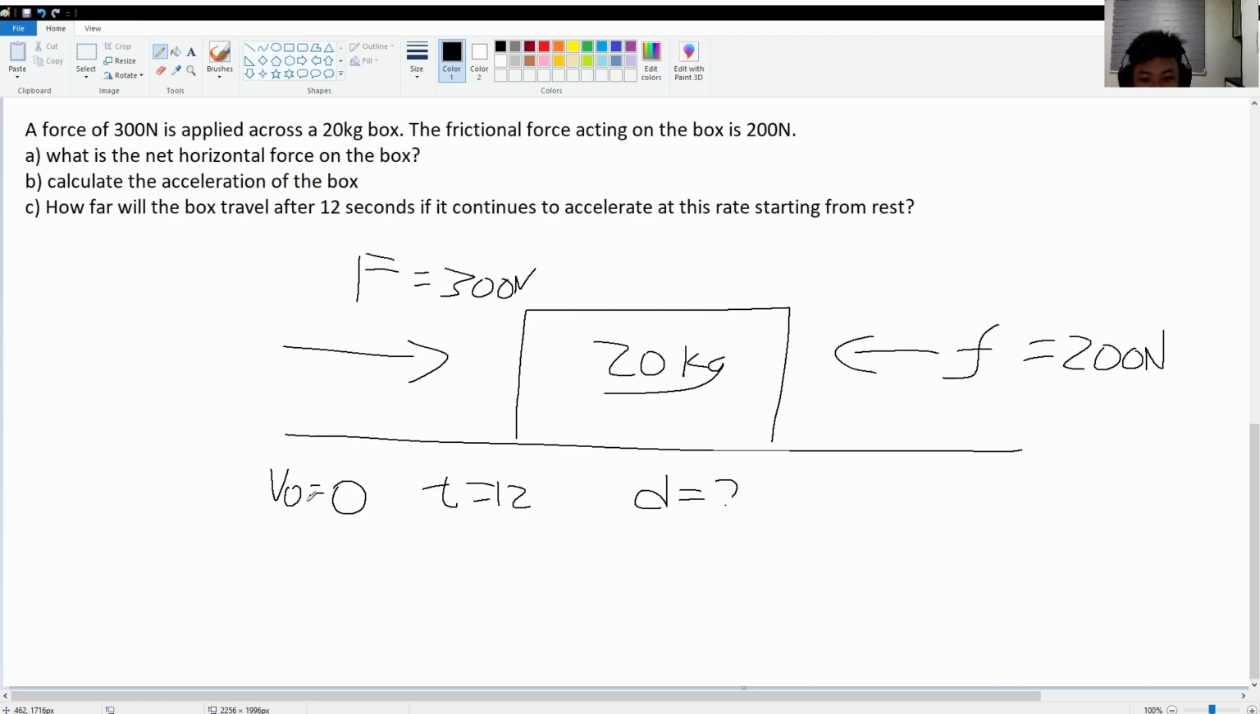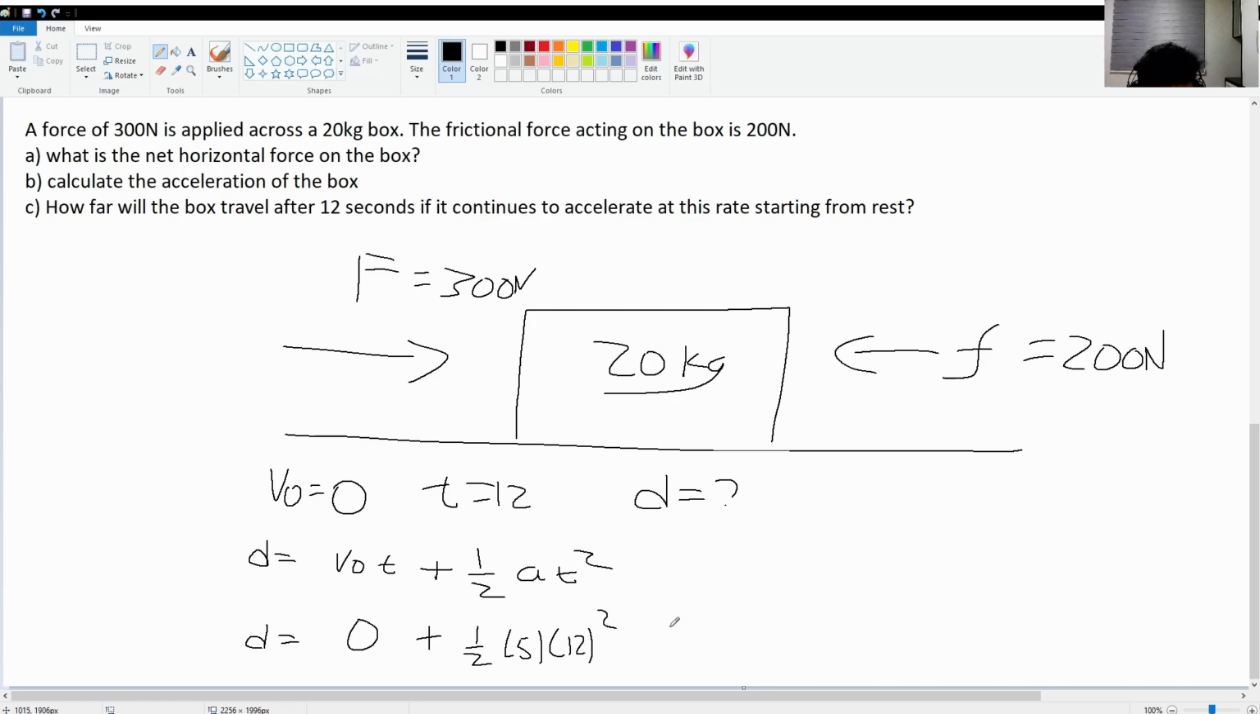And then the equation we want to use is the kinematic one. So the equation is d equals V initial t plus 1/2 a t squared. So now we're just going to fill in this equation, which d equals, this is obviously 0 times t, plus 1/2, the acceleration is 5, t is 12, so 12 squared.